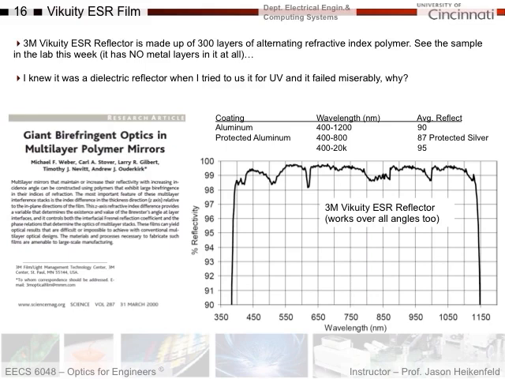I discovered this product for myself the first time when I needed a really good UV reflector, because metals are poor UV reflectors. So I heard about this product. I'm like, well, I'm going to try this for ultraviolet, and it failed miserably. Why is that? Well, look what happens when you go to UV wavelengths. The reflectivity falls off because this is designed based on interference. And if you shift wavelength, interference can go from a perfect reflector to a perfect transmitter. So you can see how fast the reflection falls off and this thing starts to become a perfect transmitter.